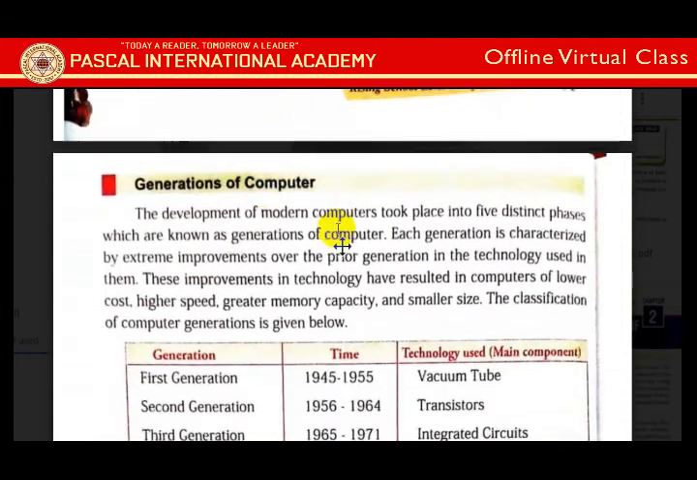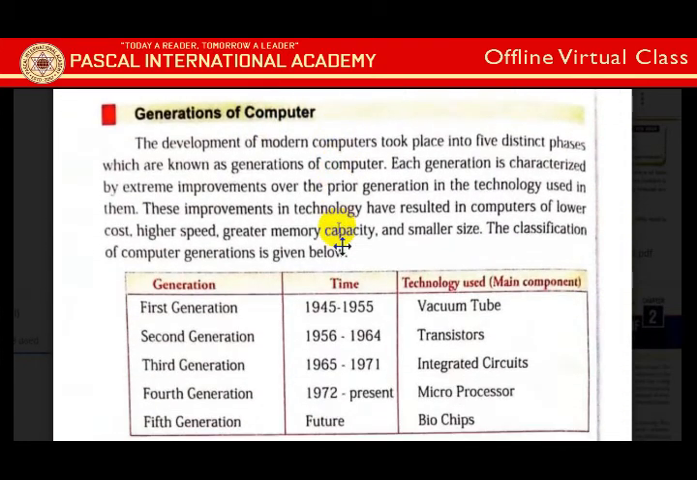Let's start with the generations of the computer. So how is the computer generation used? The development of modern computers took place in 5 distinct phases, which are known as generations of the computer. How many stages are there? 5 stages. Each generation is characterized by extreme improvement over the prior generation in the technology used in them.